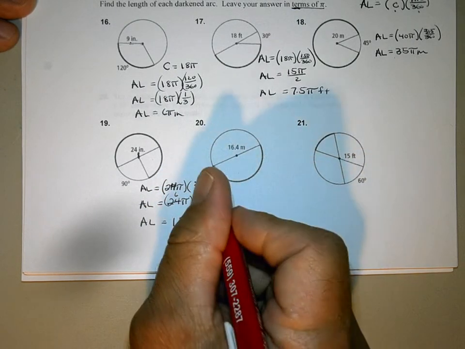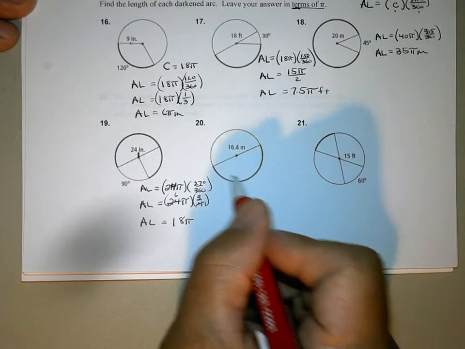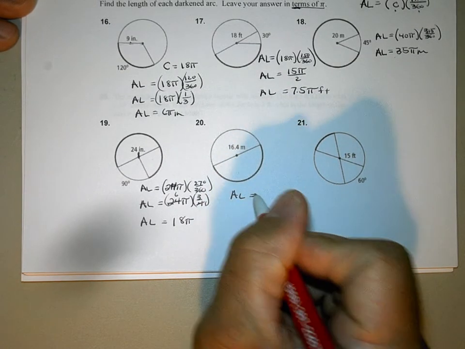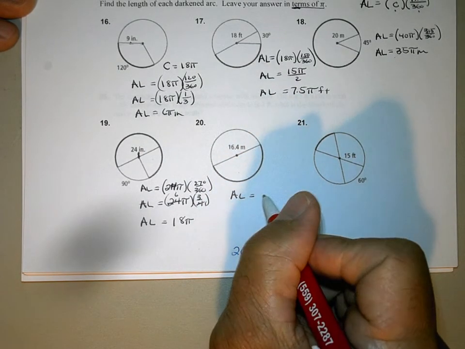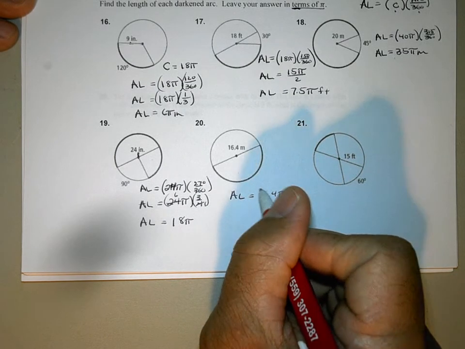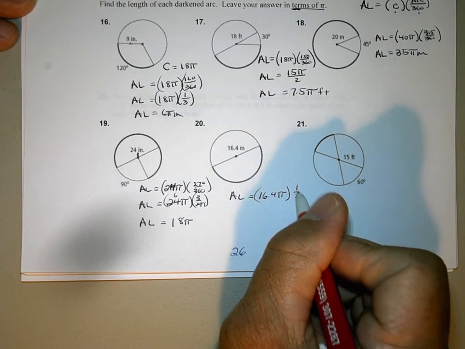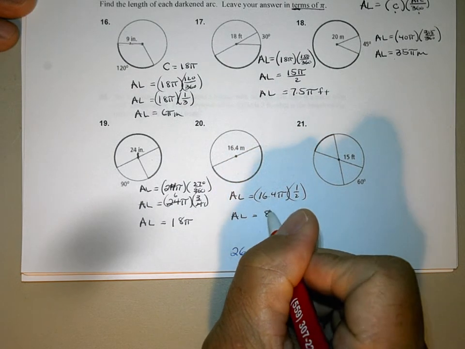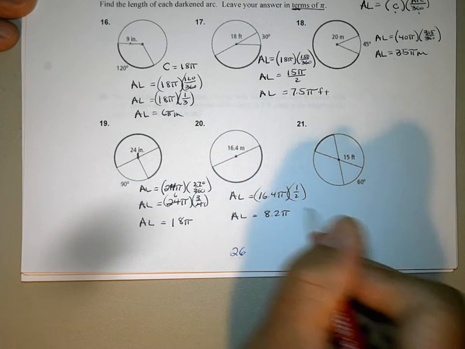All right, so we can tell this is half a circle, right? 180 over 360. So our arc length is simply 16.4 pi times 1/2, which means our arc length is 8.2 pi.